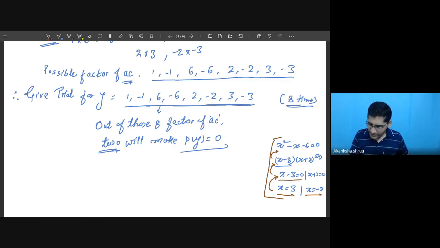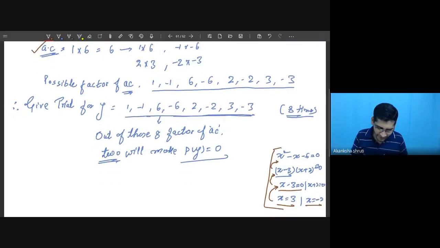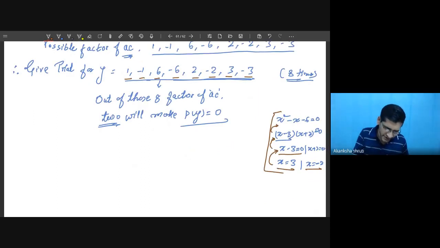Okay, student? So that's why, which y value shall we take? For that, this is the hint: you first calculate AC, and whatever the factors of this AC that you are getting, among those you have to give the trial. And in this, only two values of y or two factors are able to satisfy this. So now, let us try. Therefore, what we have to do? We have to take y equals, say, let us take 1.